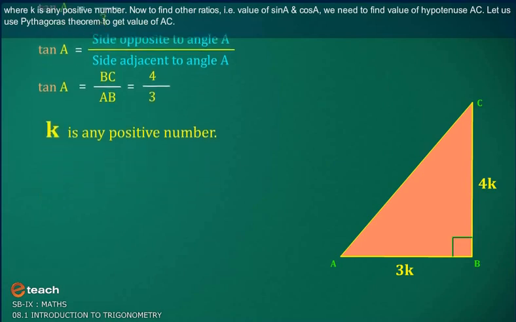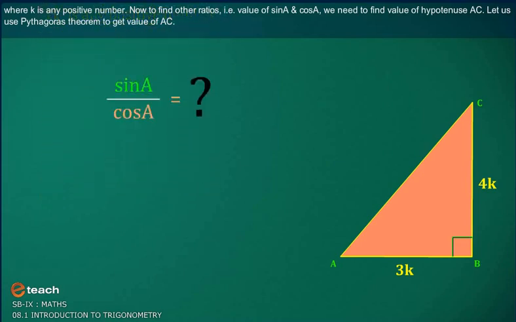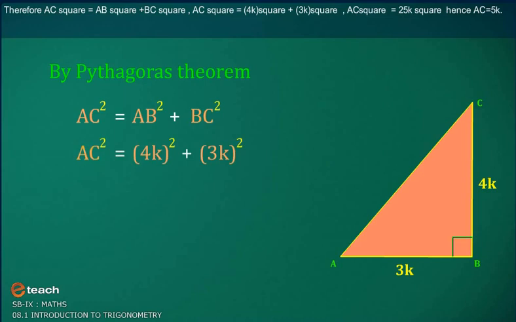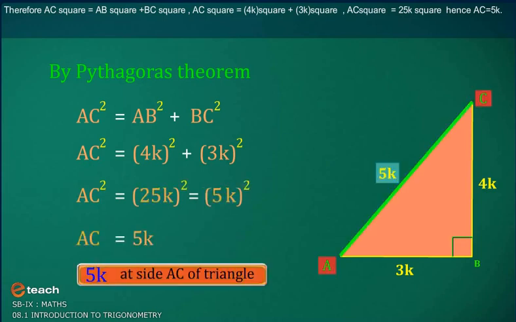Now to find other ratios, that is, value of sin A and cos A, we need to find value of hypotenuse AC. Let us use Pythagoras theorem to get value of AC. Therefore, AC square is equal to AB square plus BC square. AC square is equal to (4K) whole square plus (3K) whole square. We get AC square is equal to 25K square, hence AC is equal to 5K.